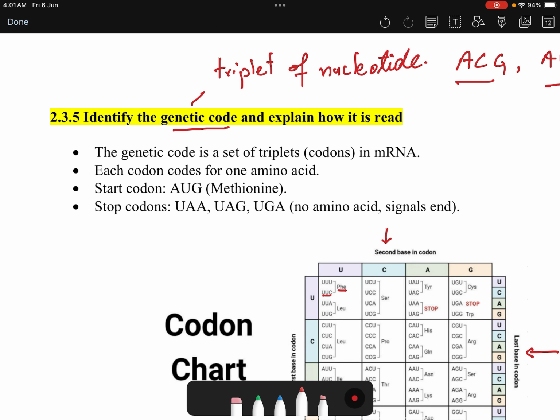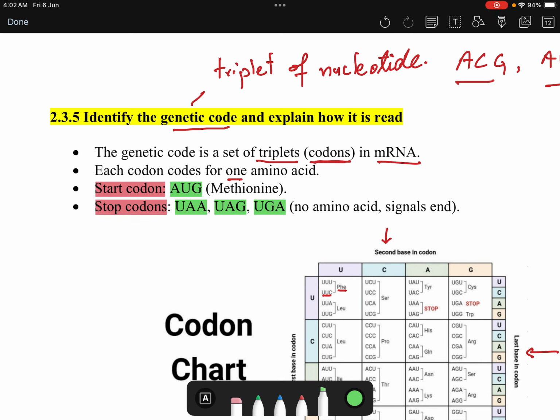Okay, so genetic code is a set of triplets. It's also called a codon. It is present in the mRNA and DNA as well, but normally we read it in the mRNA. Each codon codes for one amino acid. There are specific instructions. There is a start codon and stop codons. So start codon is always AUG. Okay, while the stop codons are UAA, UAG, and UGA.